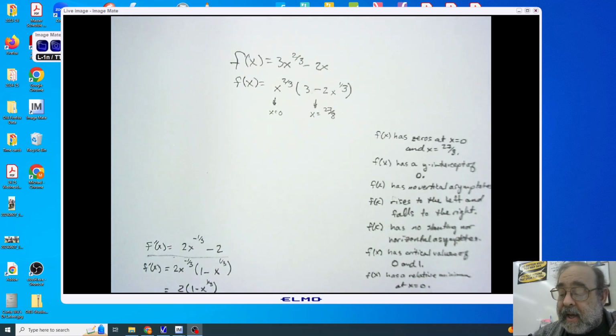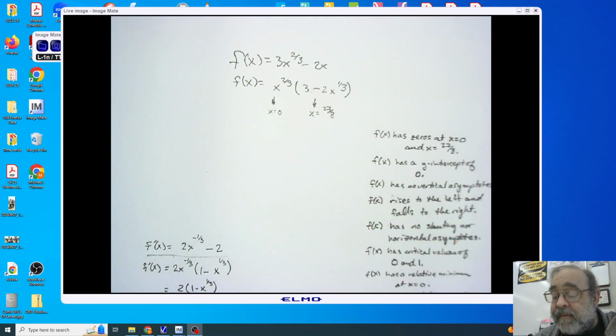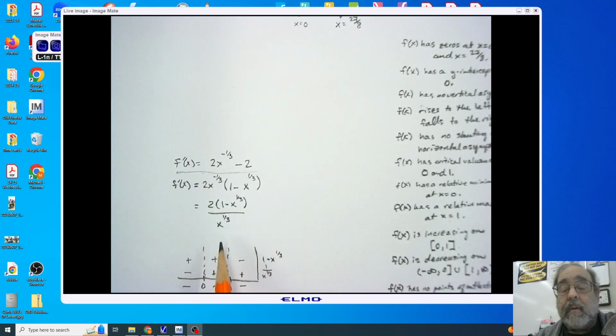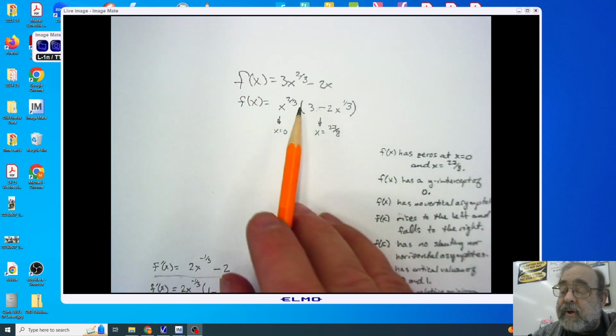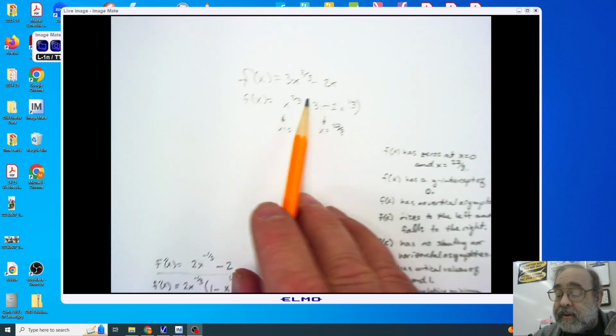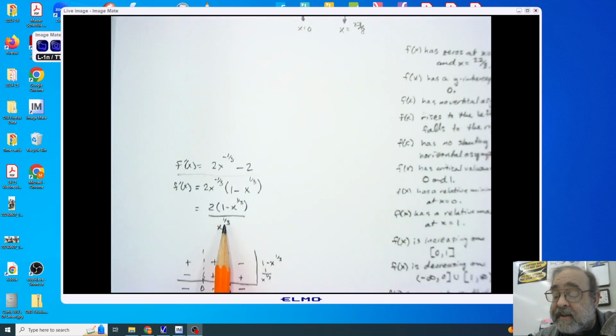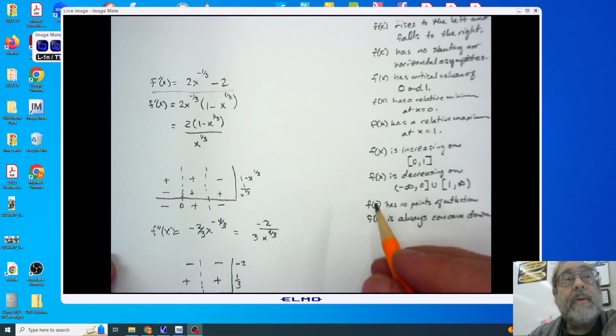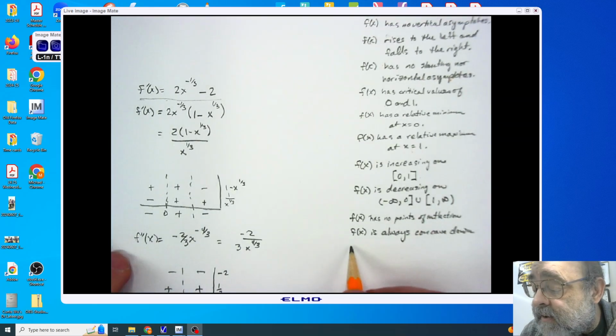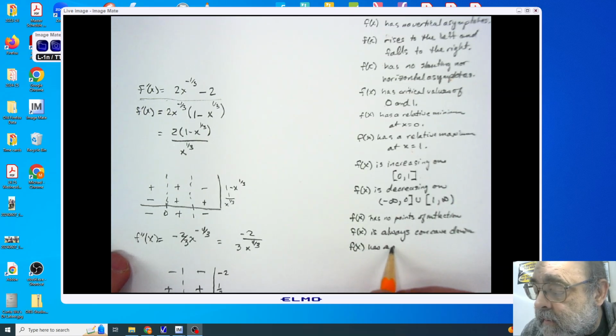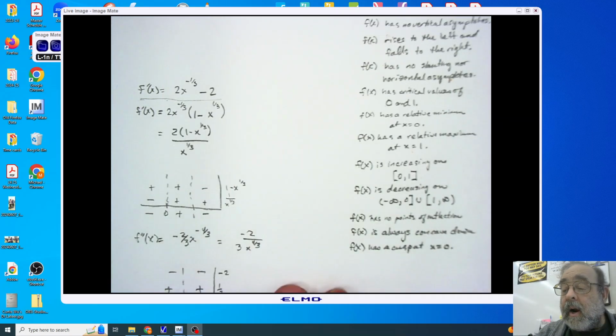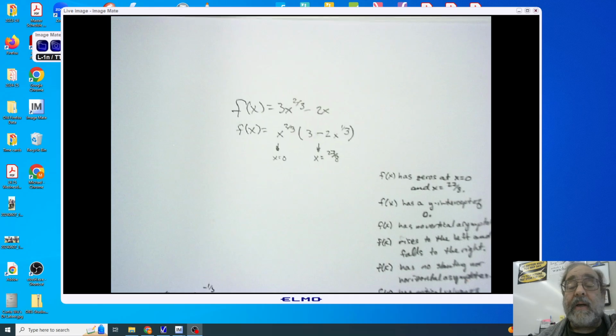Now I notice that here I have an undefined situation, yet my original function was continuous. So at 0, f of x has to have a cusp. So let's write that down. f of x has a cusp at x equals 0. Alrighty, I'm now ready to start graphing this.